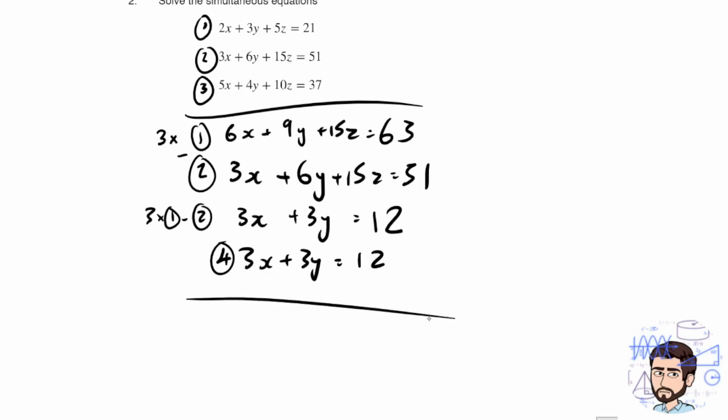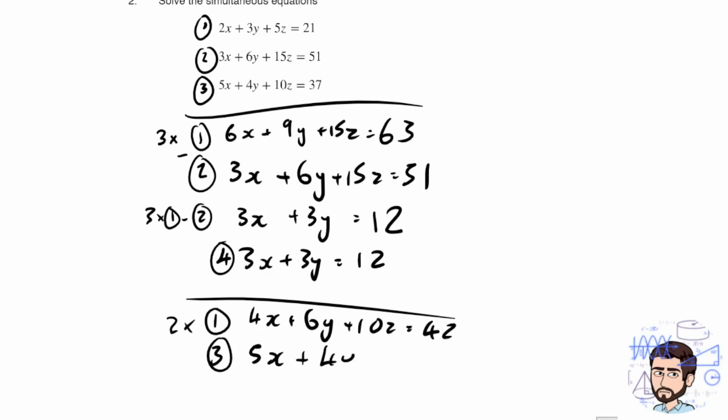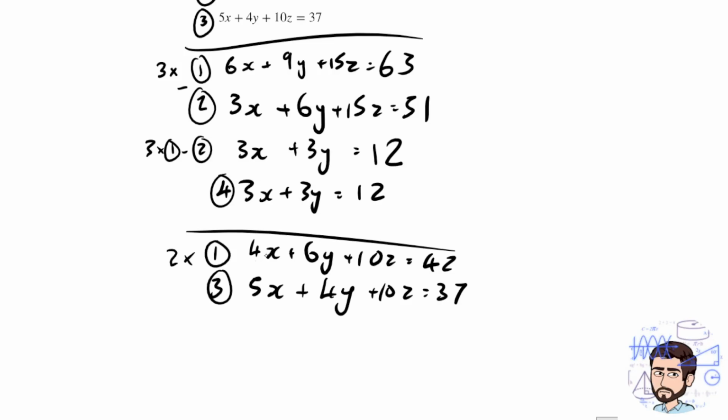And then I just need to perform the same process but with 2 different equations. So I'm going to take equation 1 and multiply it by 2, and I'm going to take equation 3. So we get 4x plus 6y plus 10z is equal to 42, and equation 3 is 5x plus 4y plus 10z is equal to 37. Now, to eliminate these, we would subtract again, because 10z take away 10z is 0.